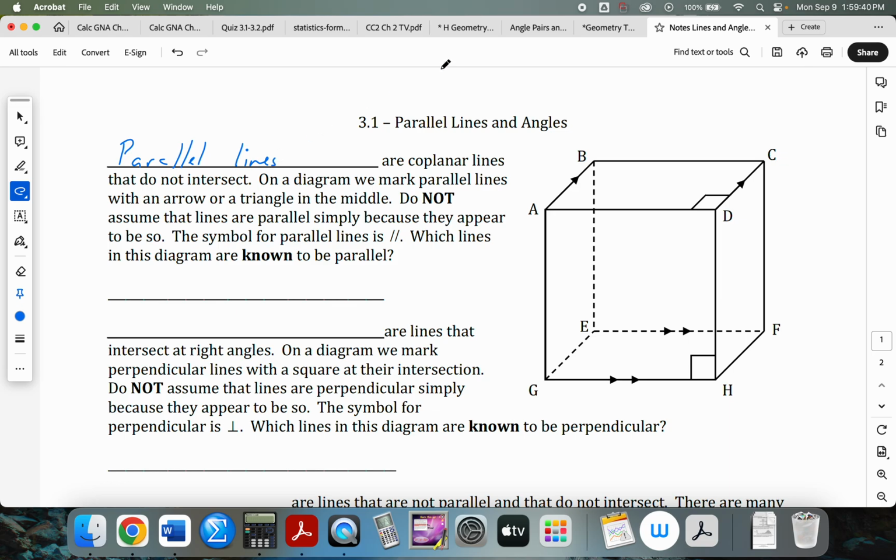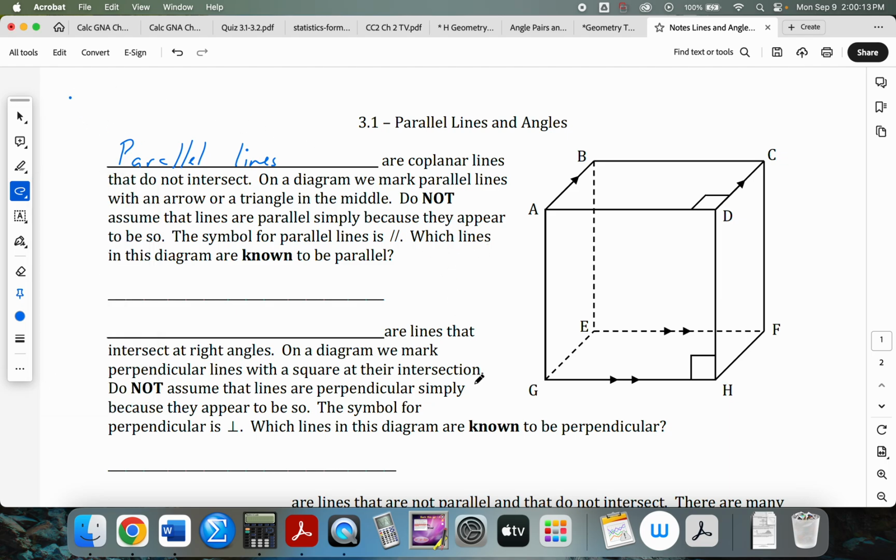Parallel lines are coplanar lines. That means they're on the same plane, just like collinear means on the same line. Coplanar means on the same plane, that do not intersect. On a diagram, the way we mark those is either a triangle or an arrow. Your book tends to do arrows like this. That's just not my preference. It doesn't matter though. You can mark them that way also.